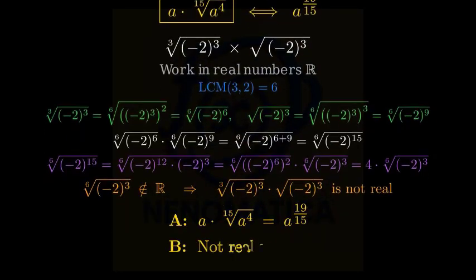Final results. Problem A simplifies to a times the 15th root of a to the 4. Problem B has no real value because an even index radical of a negative number is not defined over the real numbers. Thank you for watching.